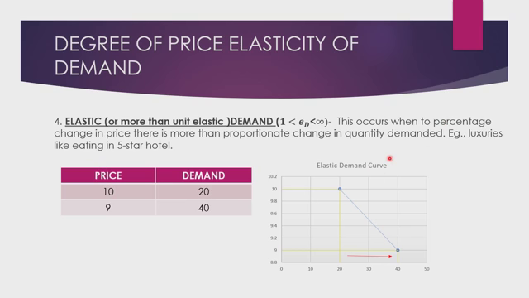When we compare the percentage change in the price with the percentage change in the quantity demanded, the change in the quantity demanded will be more than the change in the price. Say the price has been decreased by just 1 unit, so initially it was 10, and the price has been decreased to 9. So there is a fall by 1 unit, but the increase in the demand for the commodity is by 20 units. That means the percentage increase in the demand is comparatively higher than the percentage decrease in the price. In such cases, we say the demand is elastic in nature.